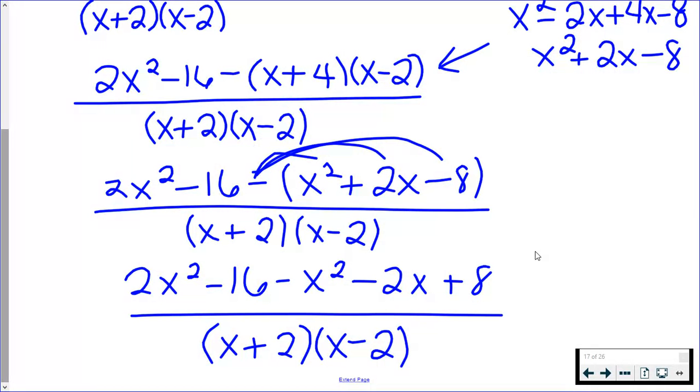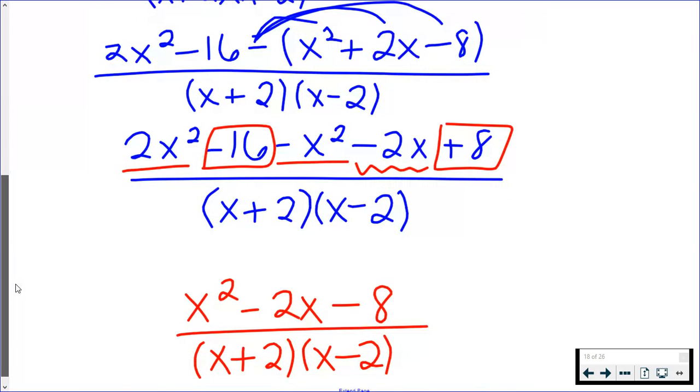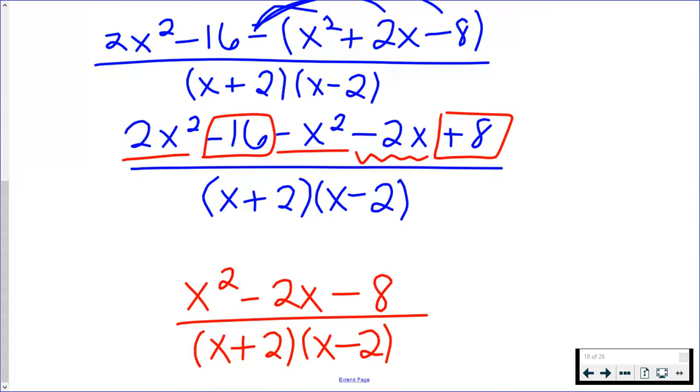All I'm doing is cleaning up these numerators, combining like terms. That's what I'm going to do next. I have a 2x squared and a negative x squared. Those are like terms. The minus 2x is on its own, and the negative 16 plus 8 can be combined. So there's my work. We end up with x squared minus 2x minus 8.